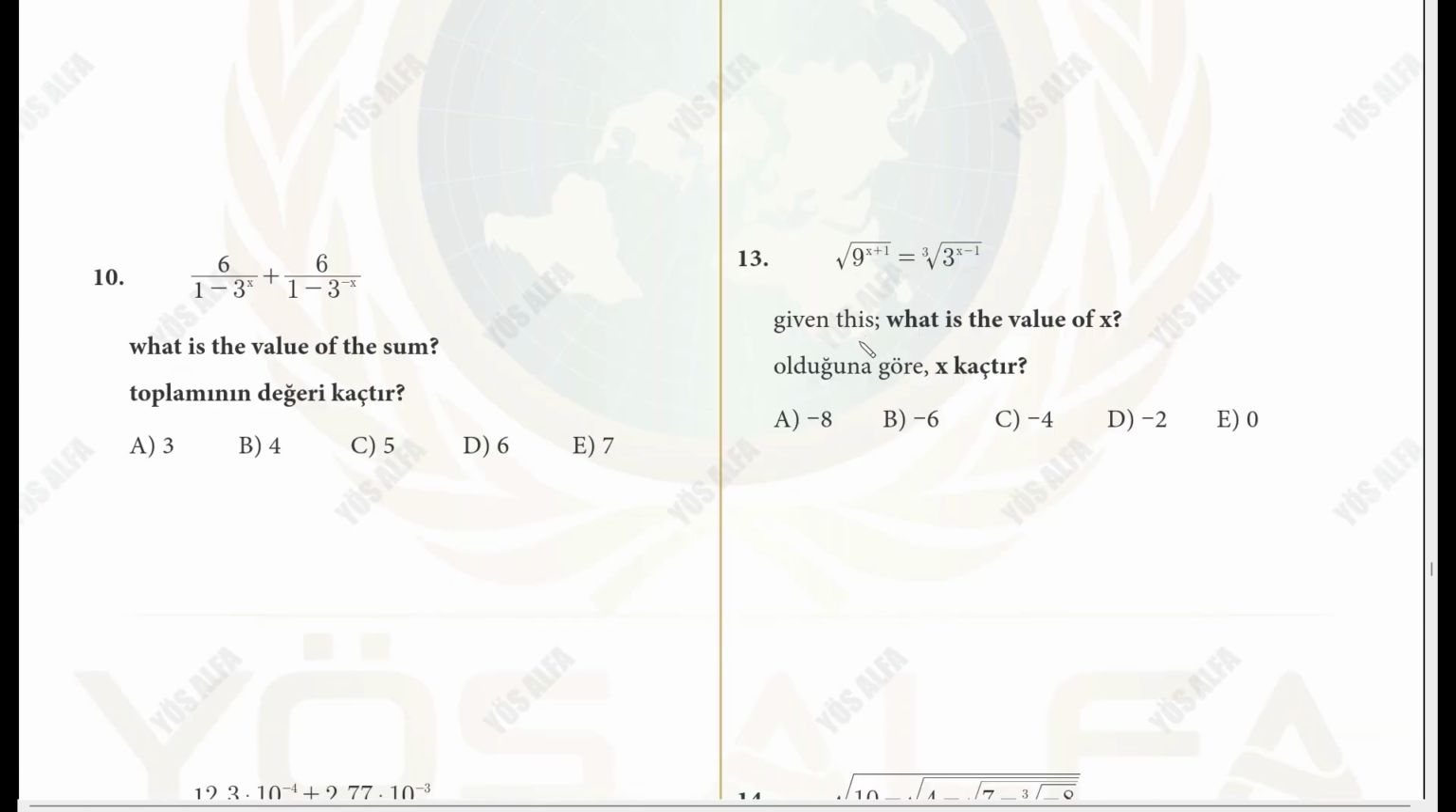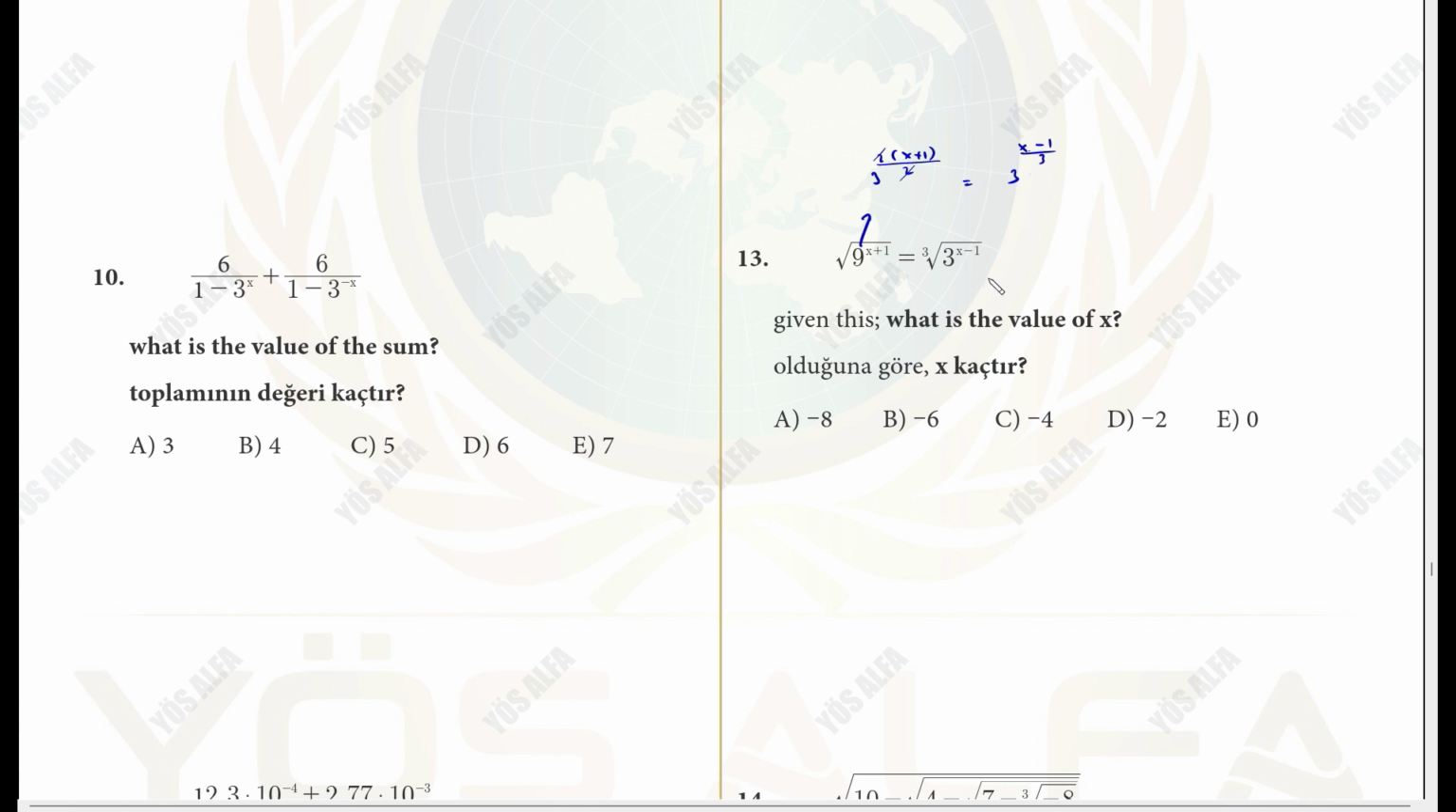Given this expression, what is the value of x? So we can change 9 to 3 squared and x plus 1. When we take off the square root, we divide the power by 2, and we do the same thing on the right hand side of the equation. When the cube root is coming off, we have x minus 1 over 3. So this 2 and that 2 cancel out each other.